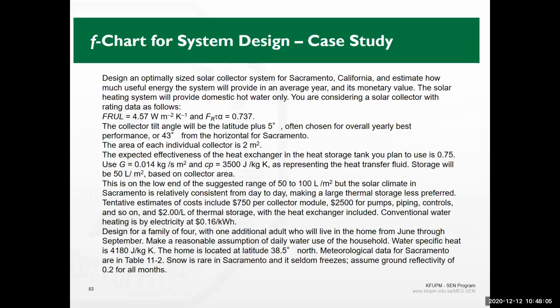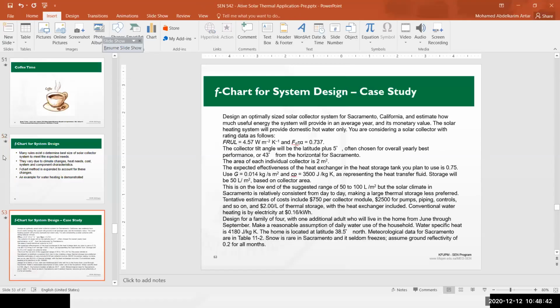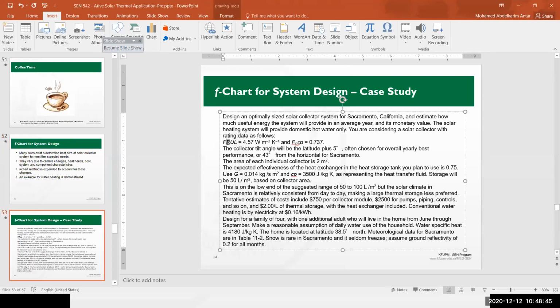So this is the case study. It's talking about a design of an optimally sized solar collector system in Sacramento, California. We need to estimate how much useful energy the system provides in an average year, and its monetary value. The solar heating system should provide domestic water heating only, so it's not concerned with space heating. You are considering a solar collector with rating data as follows: the FRUL, excuse me for another typo here, the R has got to be a subscript.